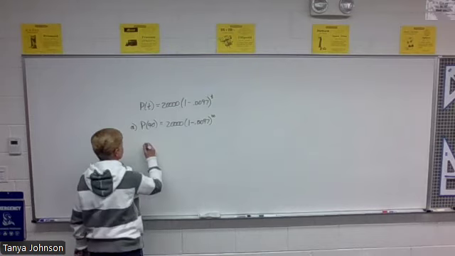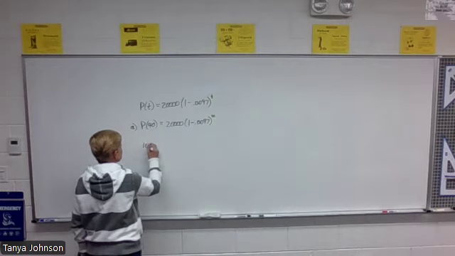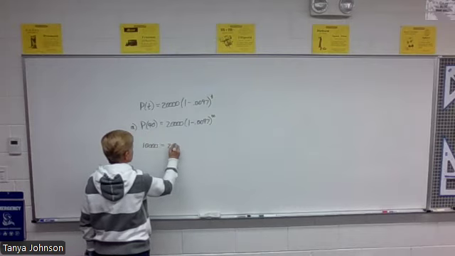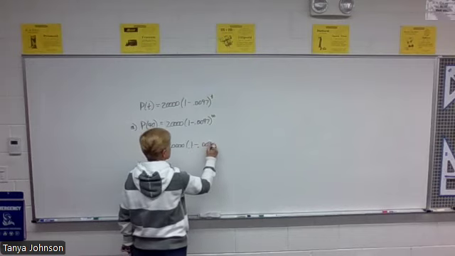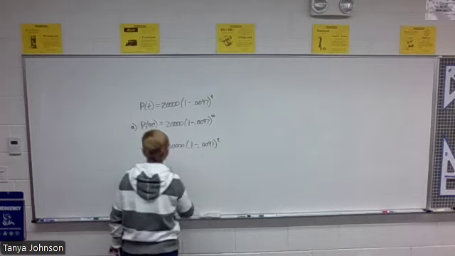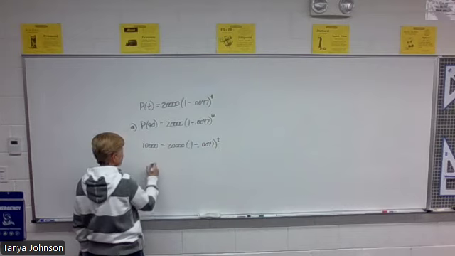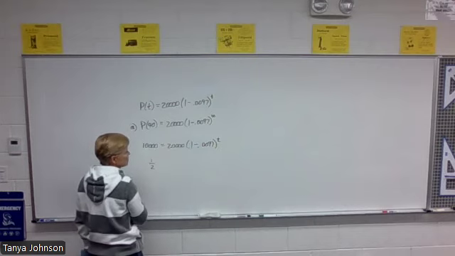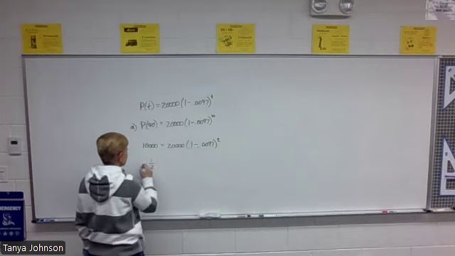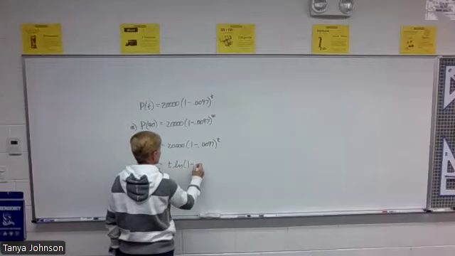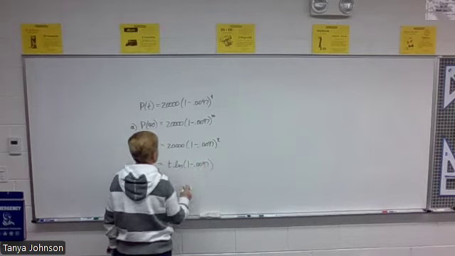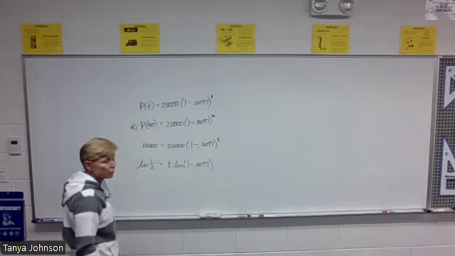It would be 10,000 equals 20,000 times 1 minus 0.0097 to the t, and you're looking for t. So you take 10,000 divided by 20,000. And that equals this, and then you log. I would natural log that, and I would go t natural log of this, then divide, that'll do it too. You can do it algebraically.